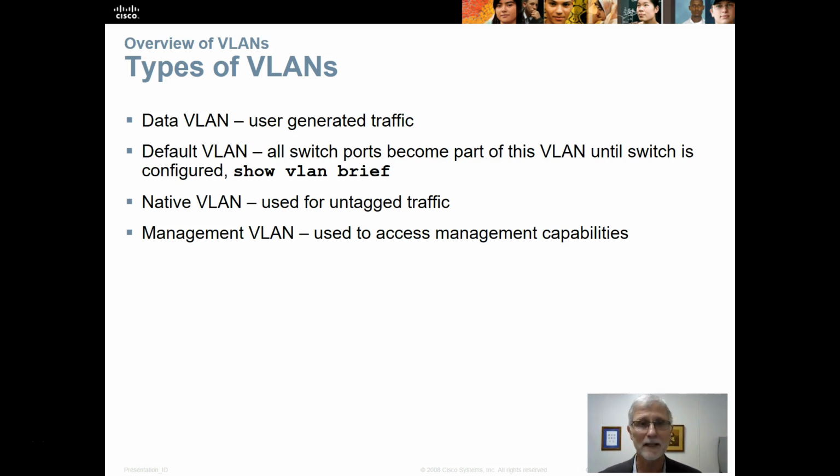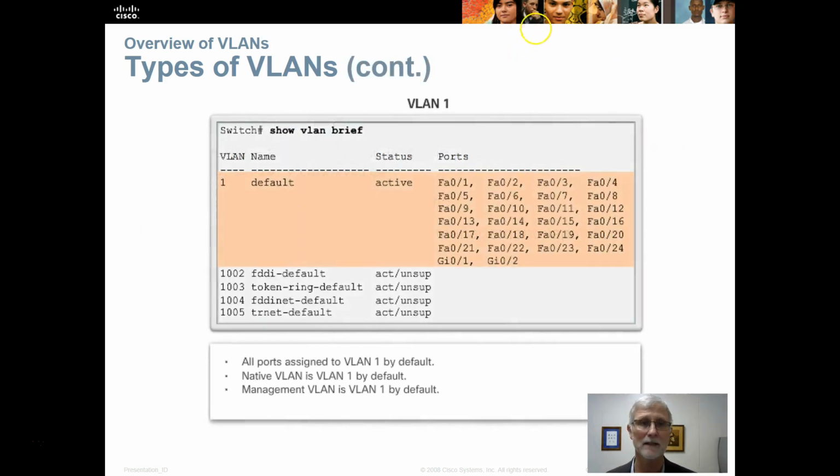The term native VLAN is basically used for anything that's not tagged, anything that's not going to a specific purpose. It stays on the native VLAN. And then you've got the management VLAN, which says, how do I manage the access of data?